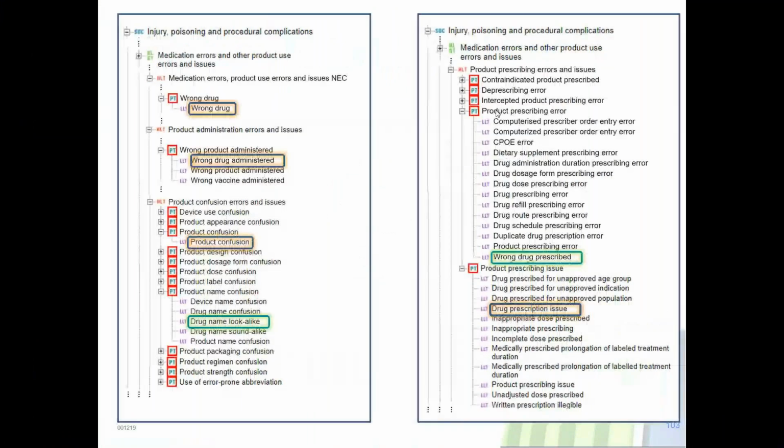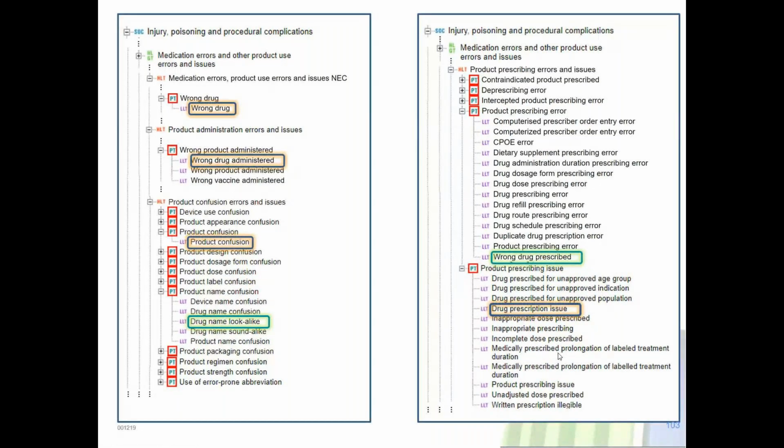So all others are too vague. Wrong drug administered. We don't know whether it was finally administered. Product confusion would be too vague. Drug name look-alike is the most specific term that we can find to capture the contributing factor. Wrong drug prescribed perfectly captures the accidental nature of this event, and drug prescription issue is a vague term that you can choose when it's not clear whether something occurred accidentally or intentionally.